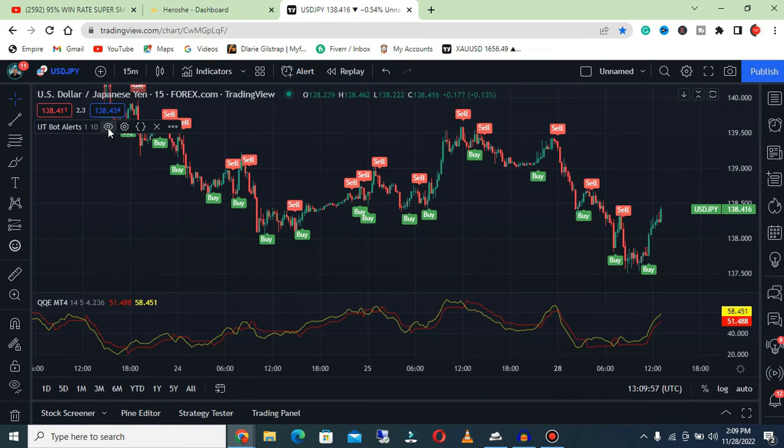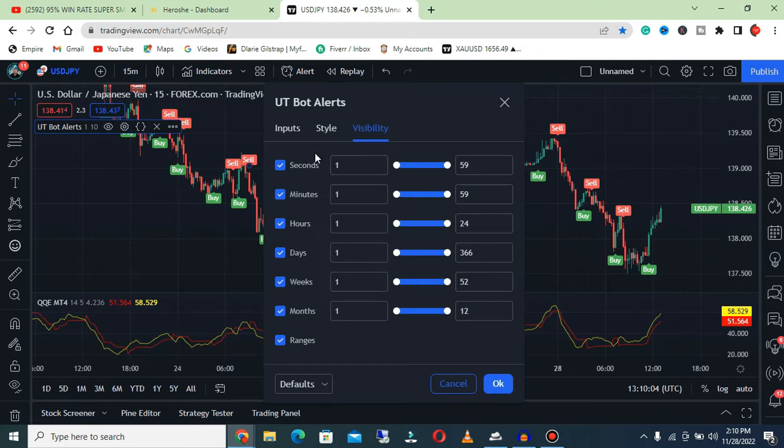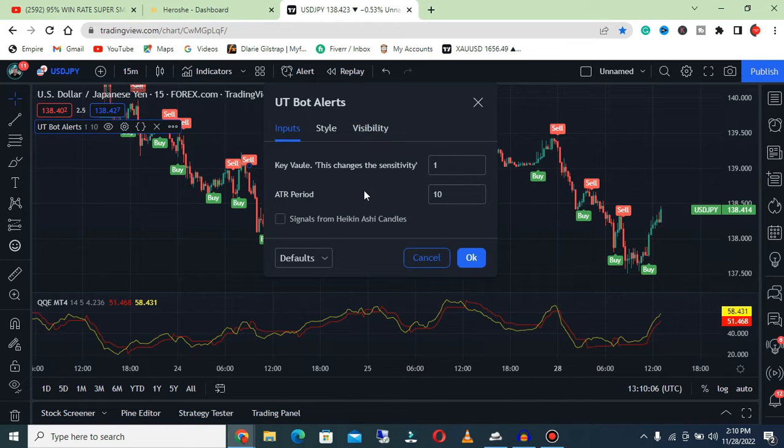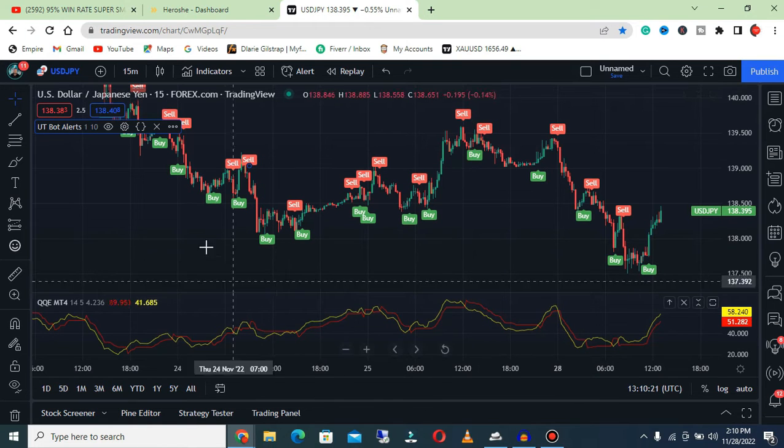You also need to change the setting of your UTBOT. So just click the setting option here, and over here on the input, make sure that your sensitivity is 1, and make sure that your period here is 10. The first one here should be 1, and over here you should have 10. Do not untick this line, make sure you leave it on check. When you're done, you hit save. That's pretty much all you have to set up.